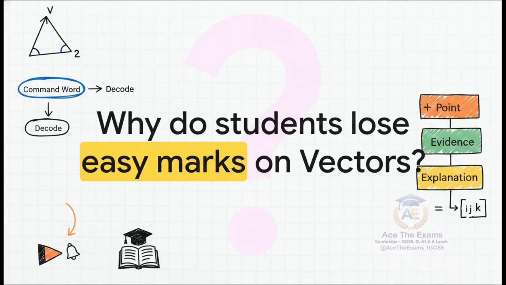Furthermore, top students structure their math answers using a highly logical flow. I want you to think of the PEEL framework that you probably use in English essays. Point, evidence, explanation, link. Now, in high-stakes mathematics, this translates beautifully. First, stating your point or principle, like explicitly stating you are using the vector addition triangle law. Then your evidence, which is substituting your specific matrix or ijk values into the formula. Then your explanation, showing the clear step-by-step arithmetic without skipping lines. And finally, the link, which is stating your final answer in the exact format and context requested by the original question.